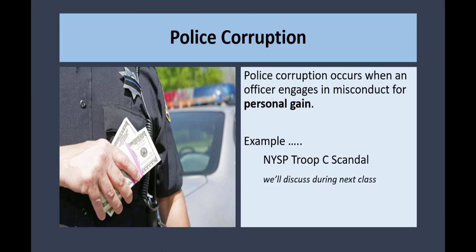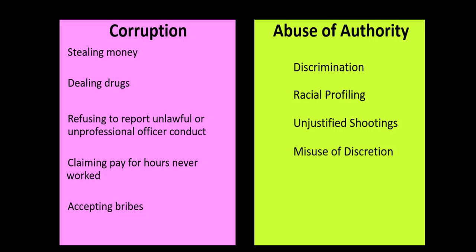We're going to talk about that. I'll talk about the New York State Troop C scandal, which happened in my hometown, the next time we're together live. But police corruption occurs when an officer engages in misconduct for personal gain. They are getting something out of their corruption, right? So again, words that can get confusing.